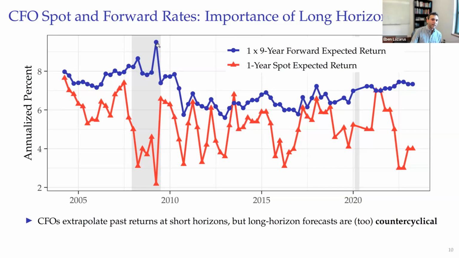But then if you look at the longer horizon forward return expectation, that pro-cyclical extrapolation of past returns is no longer there. And in fact, we see evidence of counter-cyclicality. And because these long horizon return expectations are what matters for price variation, they also matter for, say, investment or hiring decisions, we think it is quite important to look at these long horizon expectations and study them by themselves, as opposed to these shorter horizon expected returns. And what we're going to find is that these long horizon forecasts are, in fact, too countercyclical relative to their own expectations after.